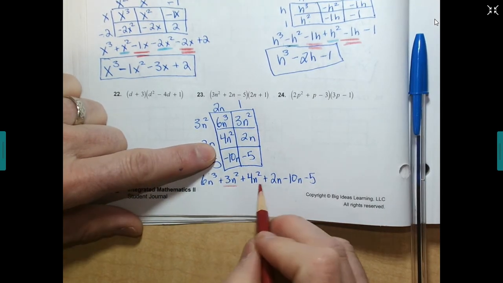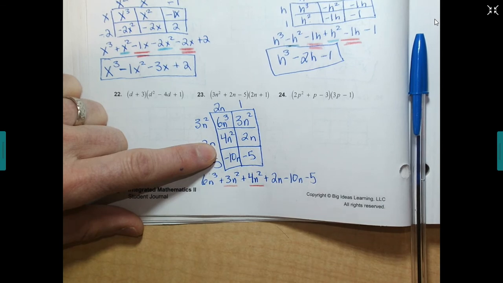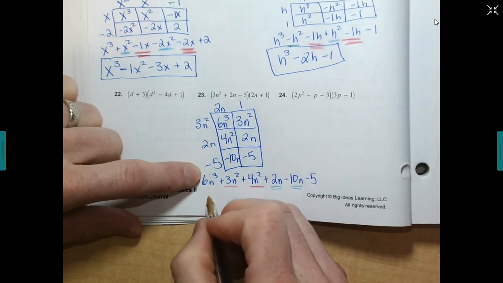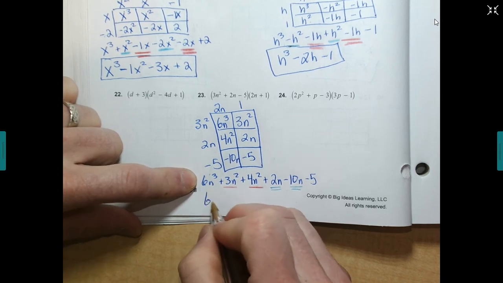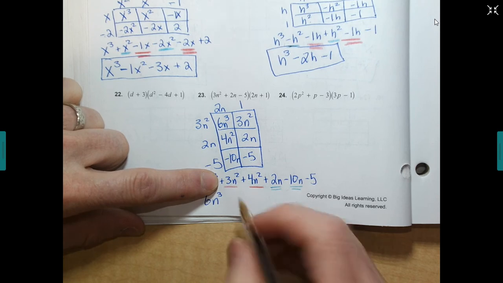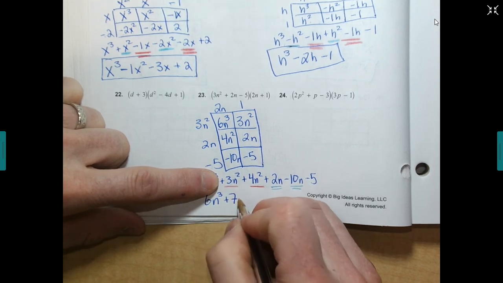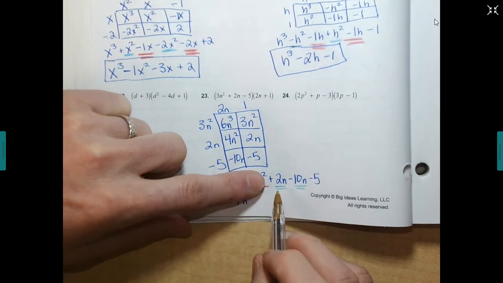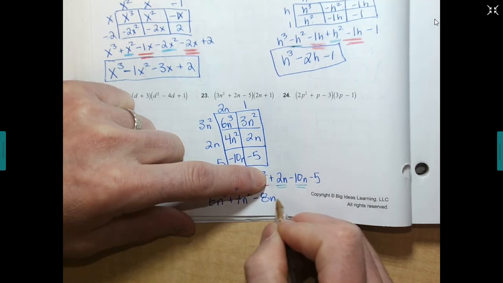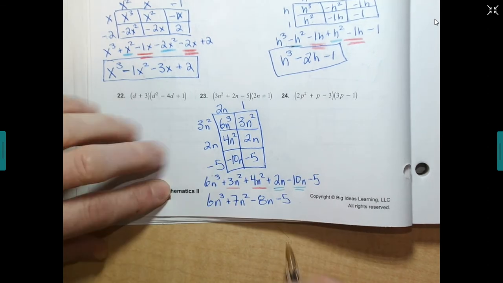I've got an n squared, I've got an n and an n. So 6n cubed, 3n squared, 4n squared, that is 7n squared, 2n minus 10n is minus 8n, minus 5.